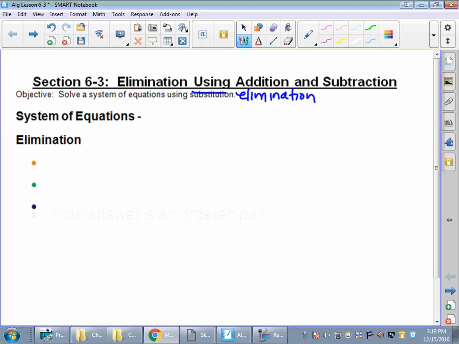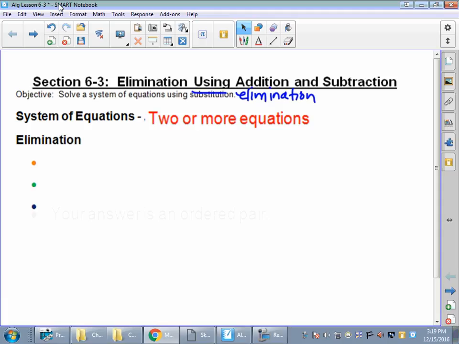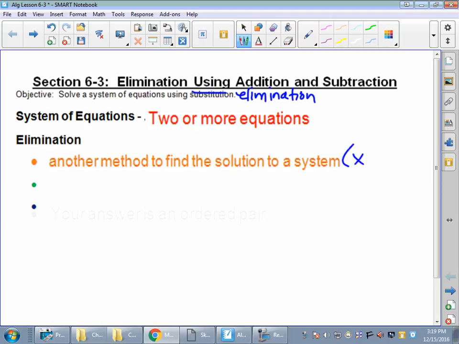So we have so far solved systems of equations by graphing, and solving systems of equations using substitution. Now we're going to use elimination. We've actually got two different sections on this. So everybody knows, hopefully by now, two or more equations with two or more variables is what a system is. Elimination is another method to find the solution to a system. Remember, a solution to a system is an XY ordered pair.